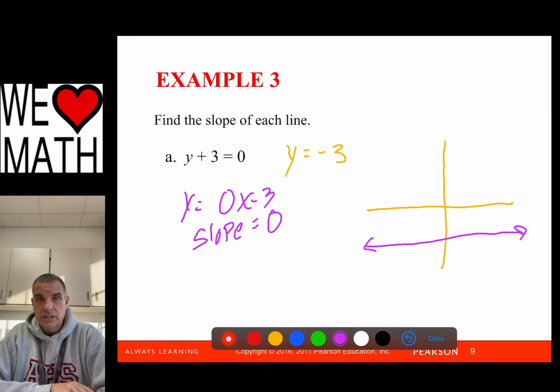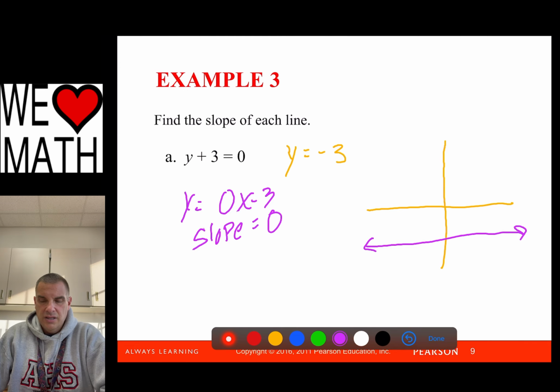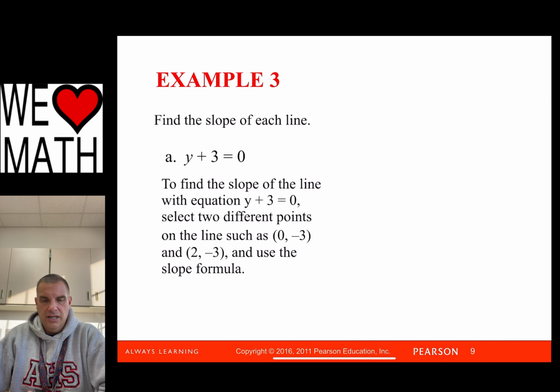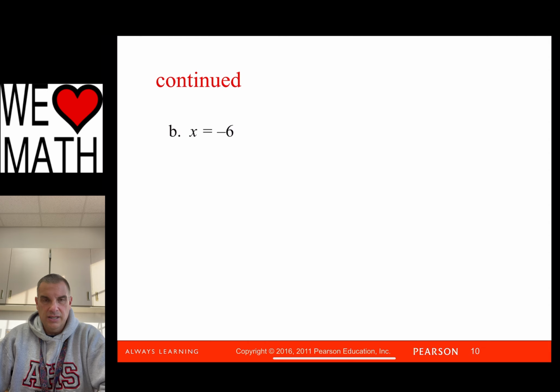And that's always going to be, anytime you have just a y equals and no x value in there, your slope is just going to be 0, because you have that horizontal line, and the slope of a horizontal line is just 0. Okay? And they did the intercepts again so you could see kind of what they did.